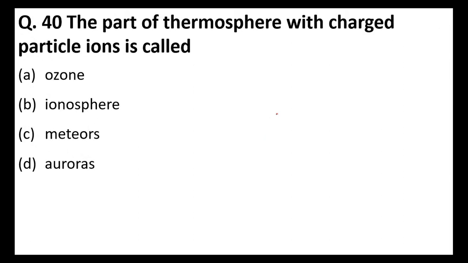Which part of the thermosphere is charged with charged particle ions called? Ozone, ionosphere, meteors, auroras. And the right answer here is ionosphere.